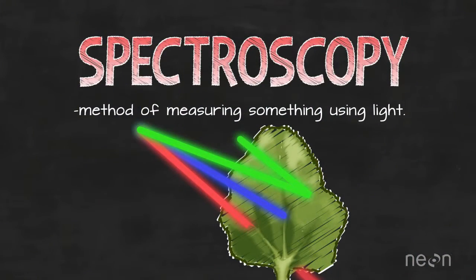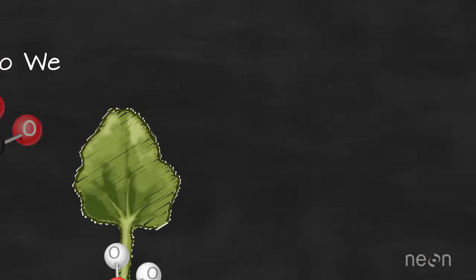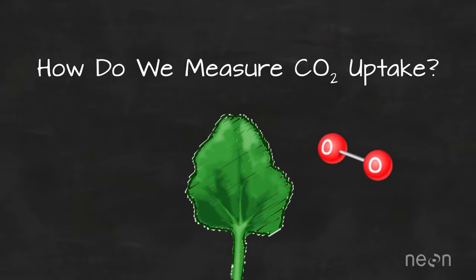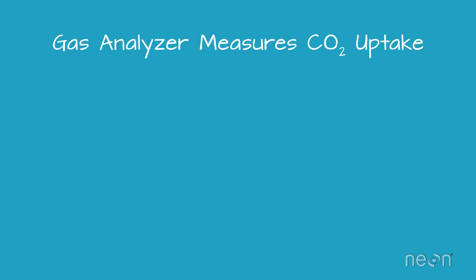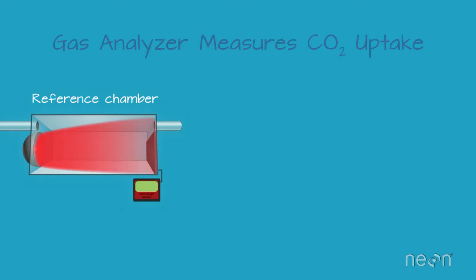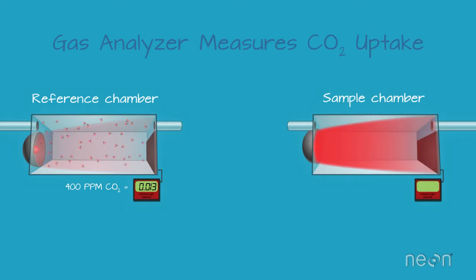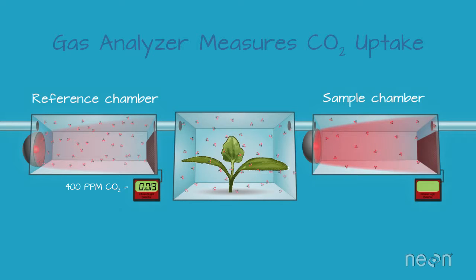So now that we understand the basics of spectroscopy, how do we measure CO2 uptake of an individual leaf? Well, we can use our infrared gas analyzer chamber system. First, add a reference chamber on the left. We'll flow CO2-rich air through this reference chamber and use the infrared light detector to measure how much CO2 is in the air. Next, add a second sample chamber on the right. Air flows from the reference chamber to the chamber with a leaf in it and into the sample chamber. The sample chamber uses infrared light detector to measure the amount of CO2 in the air after the leaf absorbs what it needs to grow.